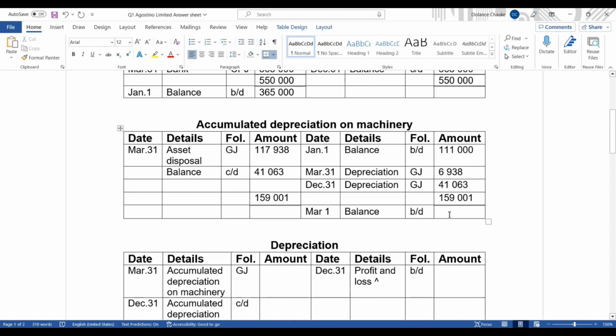You are going to put this thing like this. You're going to take this one, the closing balance one here, and bring it for the next period, which is 41063. We're done with that.